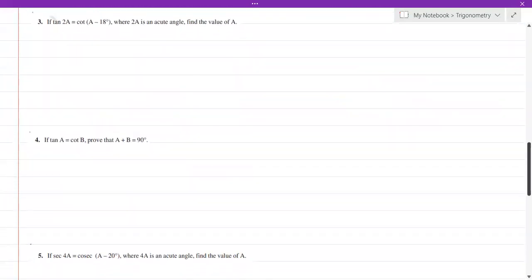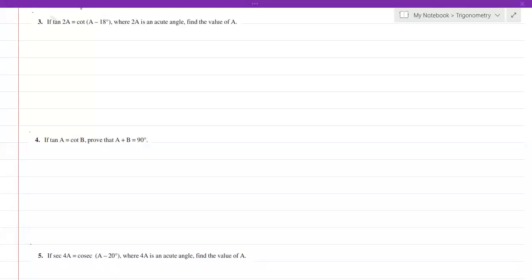So let's get into the very important question. Third one. What they've given us, tan 2A is equal to cot of A minus 18 degrees. We have to find the value of A. So it is given that tan 2A is equal to cot of A minus 18 degrees.